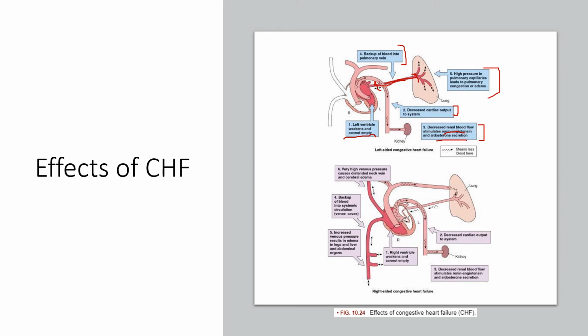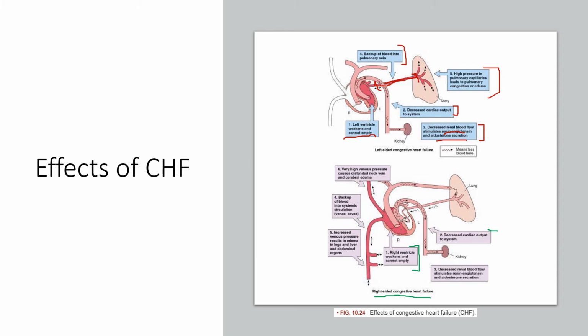Now let's go down and talk about the right-sided congestive heart failure. So what happens here, let's start with number one, the right ventricle weakens and it cannot empty. So the right ventricle is not able to shoot blood to become oxygenated. Remember, the blood that's entering into the right atrium, the right ventricle, is deoxygenated, and then it has to leave through the pulmonic trunk to become oxygenated via the lungs. So as the ventricles weaken, they can't empty, they can't send the blood for proper oxygenation.